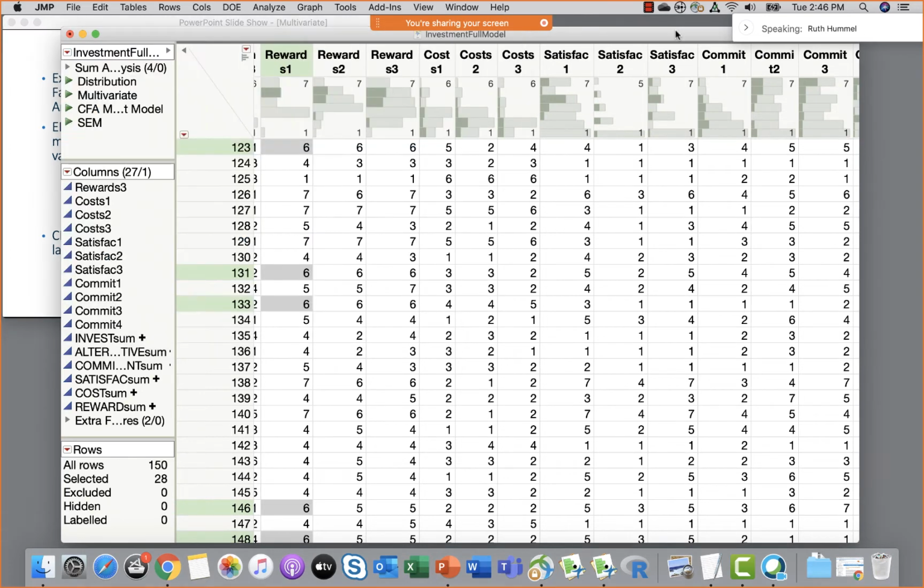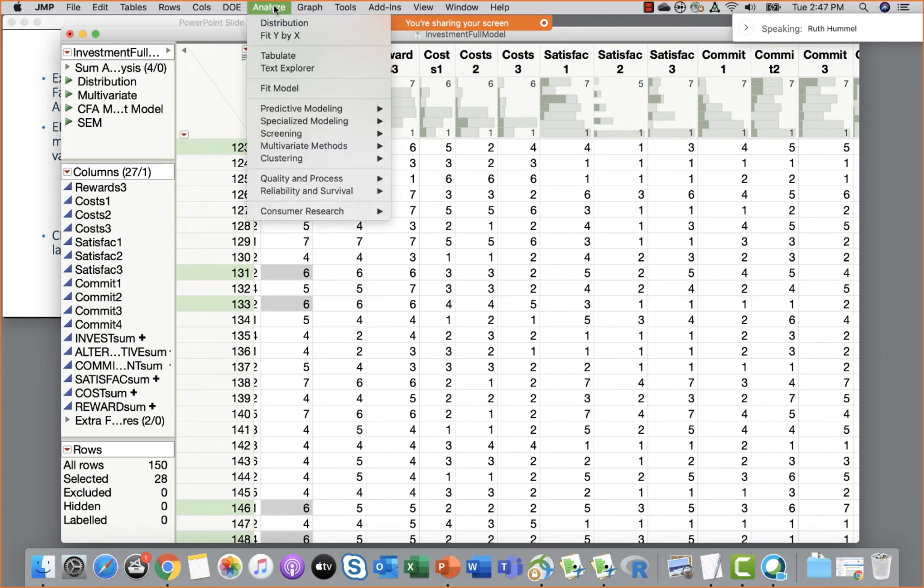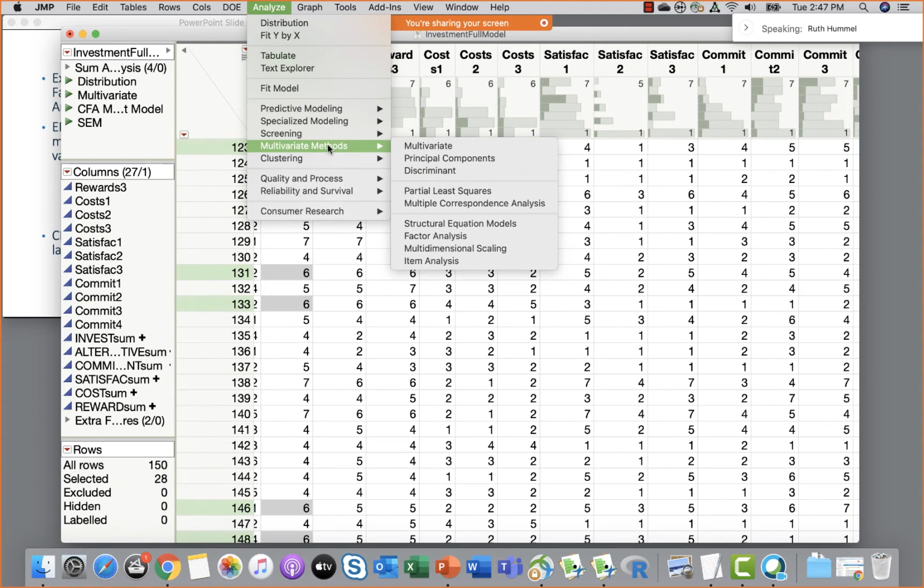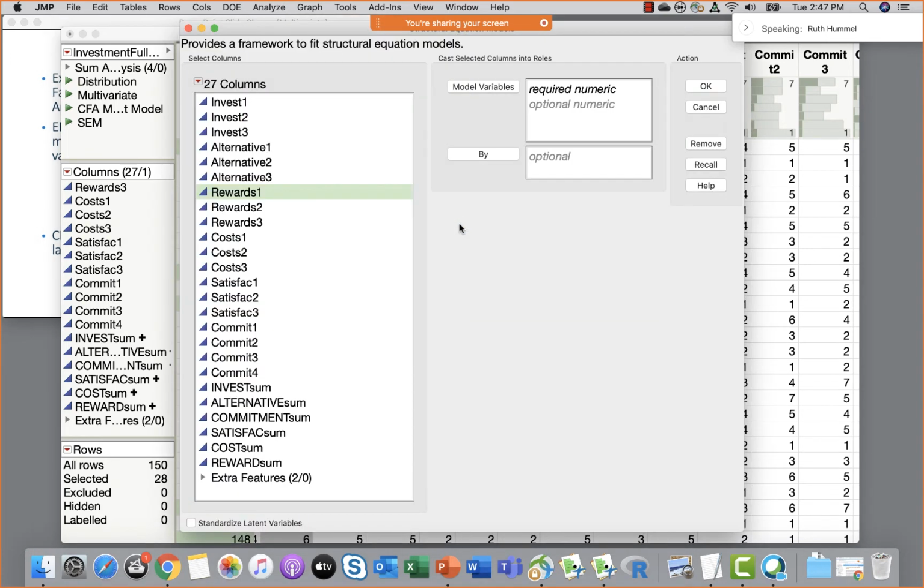So let's look now at the structural equation modeling platform for how we could fit these other types of confirmatory measurement models, latent growth curves, and other kinds of structural equation models. That's all going to be under multivariate methods, structural equation models. So you've got a structural equation model when you want a confirmatory factor analysis. Factor analysis here is just exploratory. It's taking principal components and then rotating it and using that different correlation inside of it. But confirmatory factor analysis is here in structural equation models. So again, we'll grab all the measured variables.